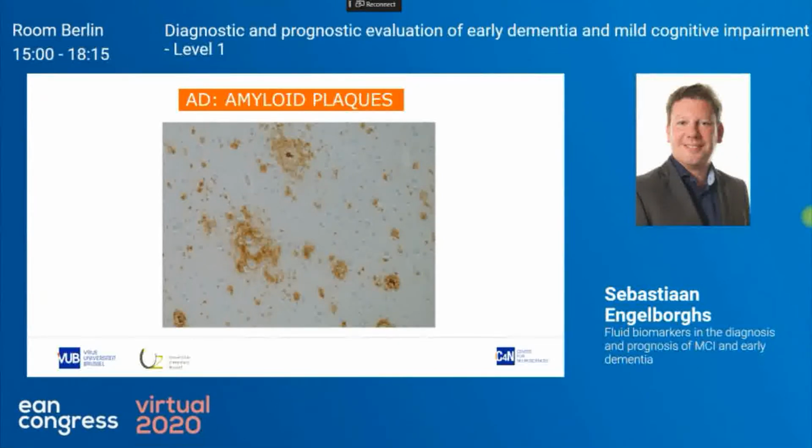In Alzheimer's disease, two proteins play a major role. The first one is amyloid. Amyloid forms amyloid plaques in between the neurons. This is the earliest detectable change in the brain of AD patients.